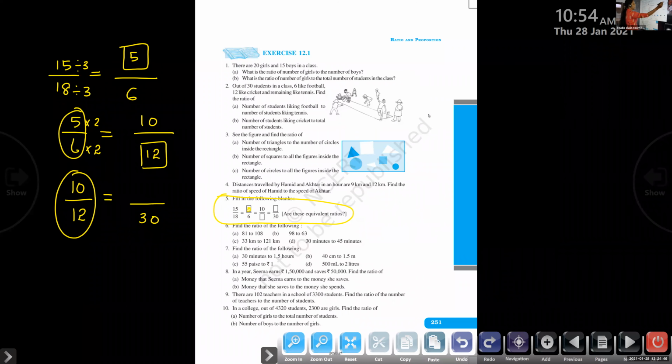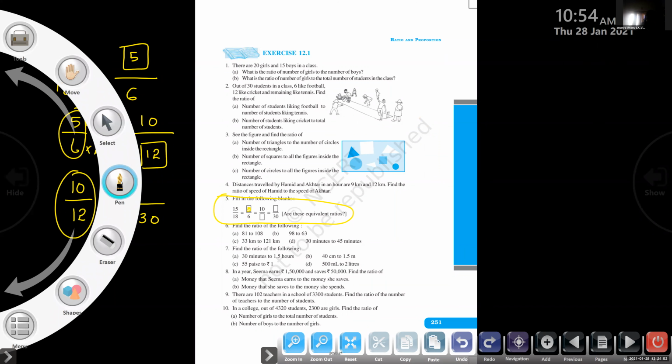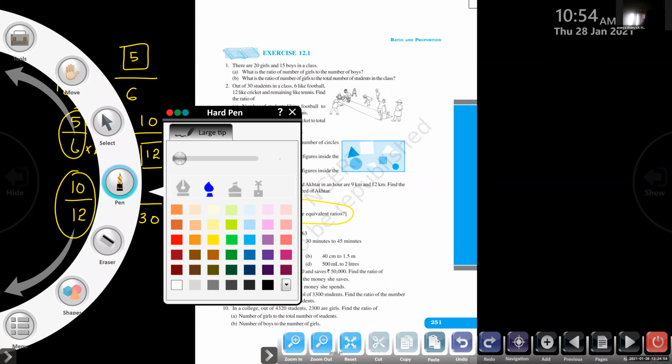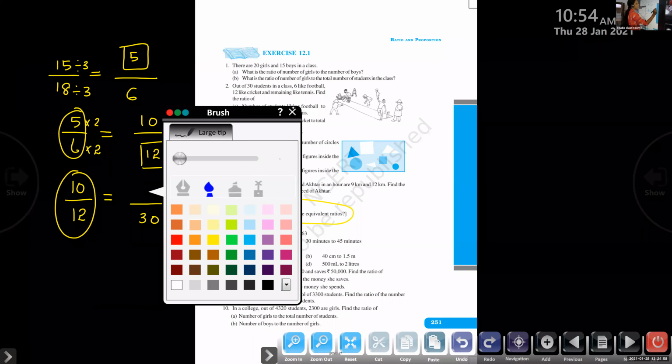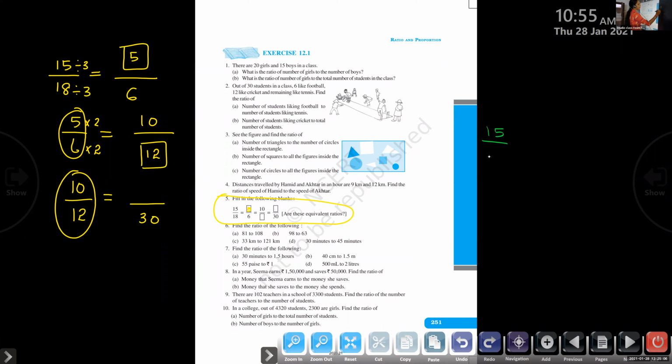One second. Let me check, take some other color so that you can clearly see. Okay, children, look here. Can you see the board? Yes, ma'am. So I'm going to write all the fractions. 15 by 18 equal to 5 by 6 equal to 10 by 12.